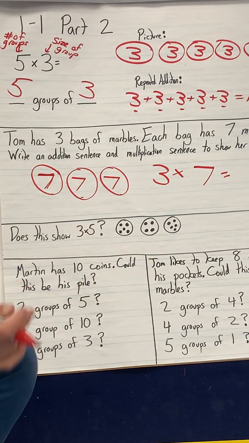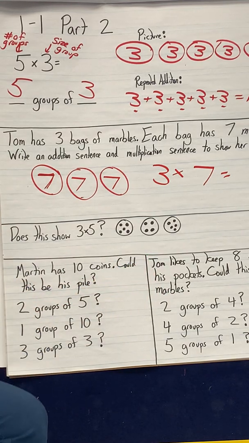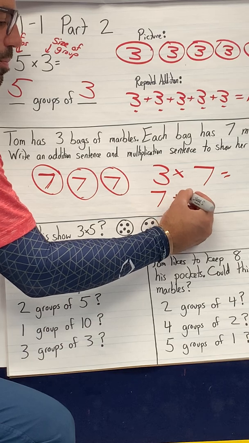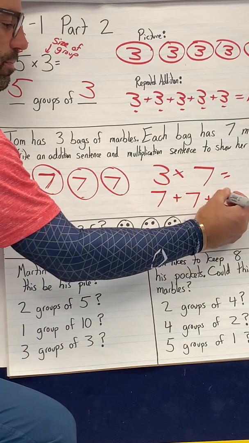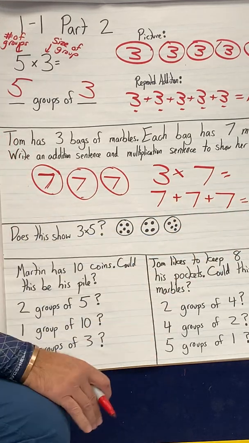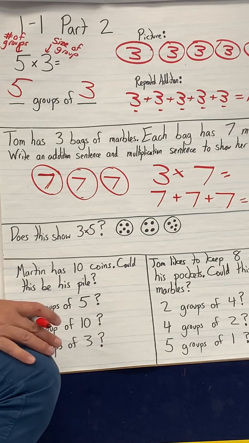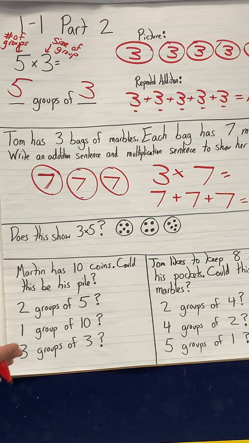Or the addition sentence, or repeated addition, sometimes they call it, would just be adding the numbers. 7 plus 7 plus 7. Okay? And that's all that is. It's just important they get that the first number is the number of groups, and the second number is how many in each group.